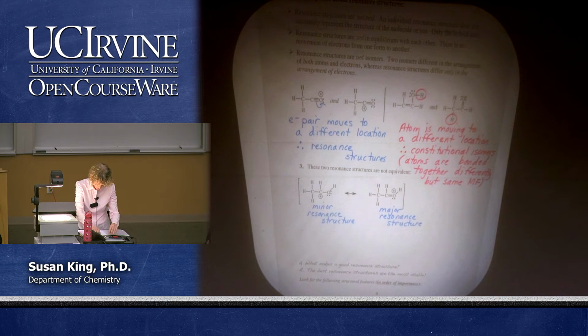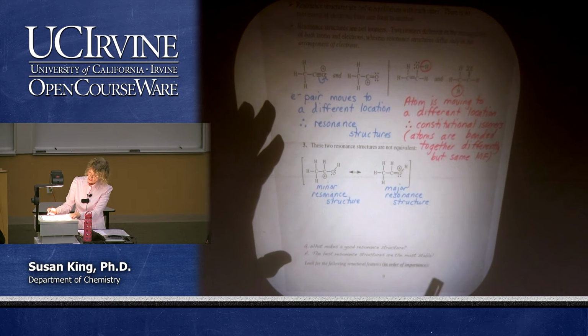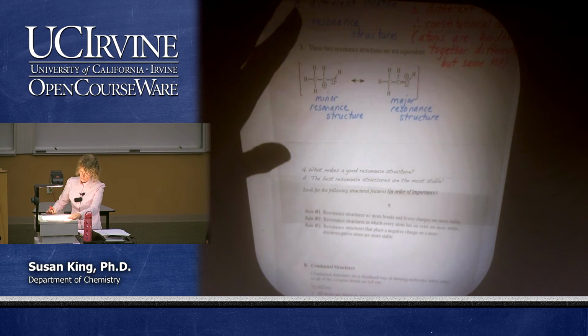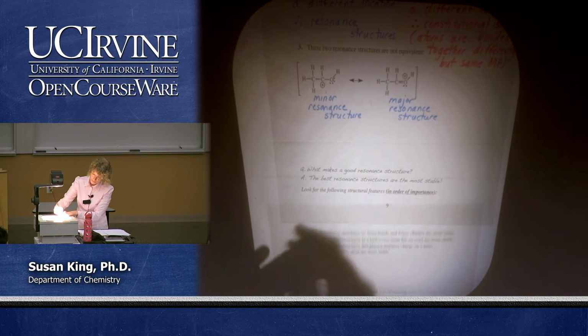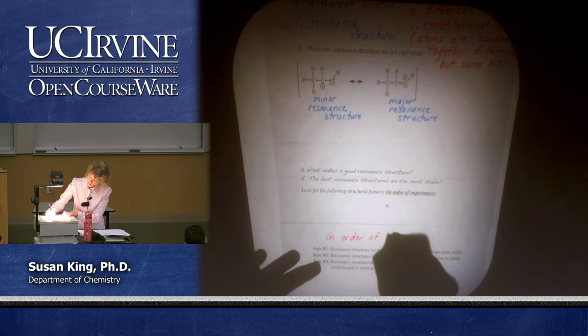And so how do we do that? There are some rules for this. What makes a good resonance structure? The best resonance structures are the most stable. Look for the following structural features in order of importance. I want to emphasize the in order of importance, so I'm going to write it again at the top here: in order of importance.